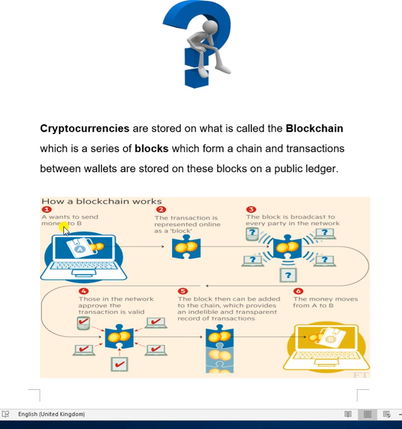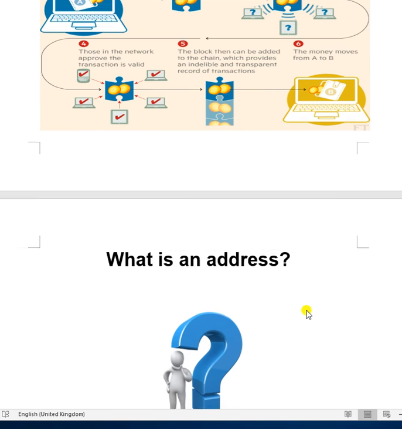Person A wants to send money to person B. The transaction is represented online as a block. The block is broadcast to every party in the network. Those on the network approve the transaction is valid. The block can then be added to the chain, which provides an indelible and transparent record of all transactions. And then finally, the money goes from person A to person B.